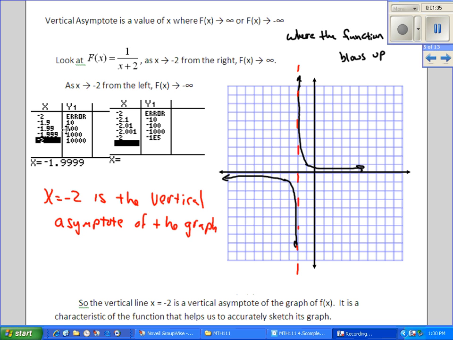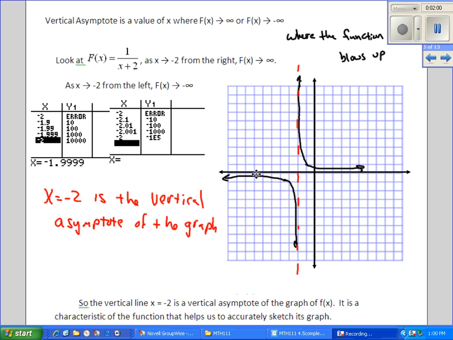At negative 1.9 the function equals 10, at negative 1.99 the function equals 100, and at negative 1.9999 it equals 10,000. This is what's happening on the graph of the function. As x is getting closer and closer to negative 2, the y values are shooting off to infinity.